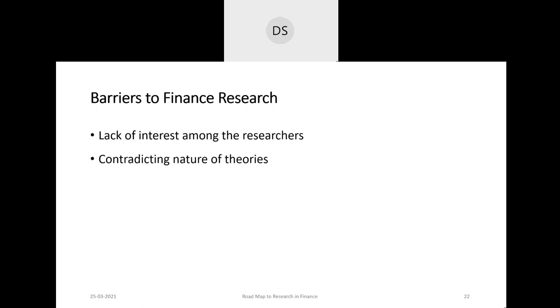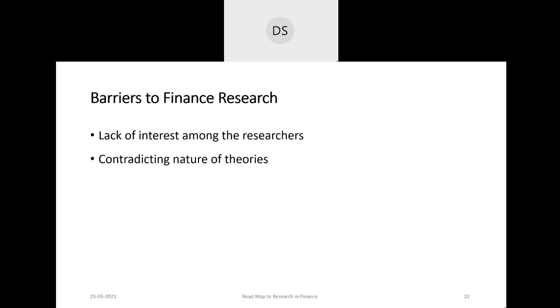Then the theories: all people may know that Durand has come up with the net income approach, and the same Durand has come up with the net operating income approach, which exactly contradicts the former. So this contradicting nature of theories gives some difficulty for some people to jump into finance research. They are to some extent negatively motivated on account of these contradictions. There is no meaning in that.